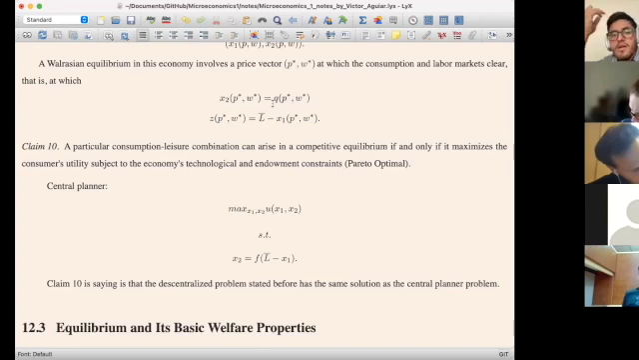Solving this problem for Robinson will produce the same solution as the decentralized problem that we just described. So if you solve the central planner problem, this is going to be Pareto optimal, right? And then essentially we say that the decentralized problem stated before has the same solution as the central planner problem. So the decentralized solution achieves the same outcome as the centralized problem. Any questions here?